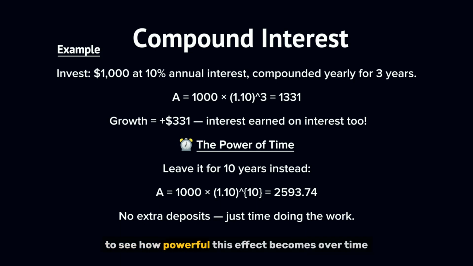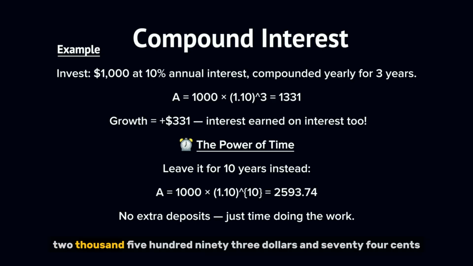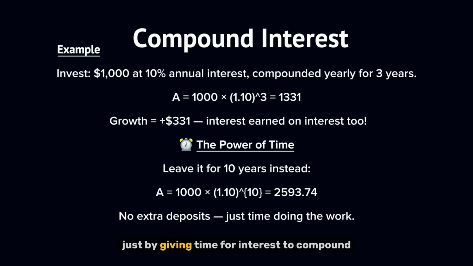To see how powerful this effect becomes over time, imagine if you left that same $1,000 for 10 years instead. It would grow to $1,000 times 1.1 to the power of 10 equals $2,593.74. More than double your money without adding a single extra dollar, just by giving time for interest to compound. This is why financial experts often say, time is your greatest ally.